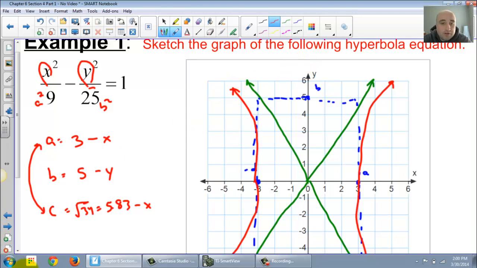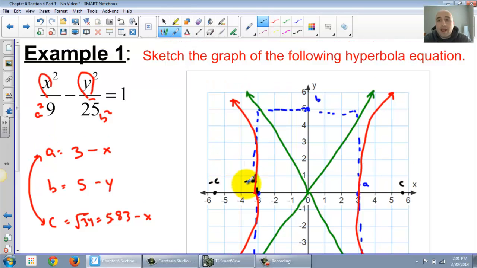Now, let's put our C's in. We haven't put our C's in, so let's do that. Our C's are at 5.83, and they're on the x-axis, so I'm going to go to 5.83. C's don't necessarily have to be inside of your A's, so they could be on the outsides. So there's our C's.